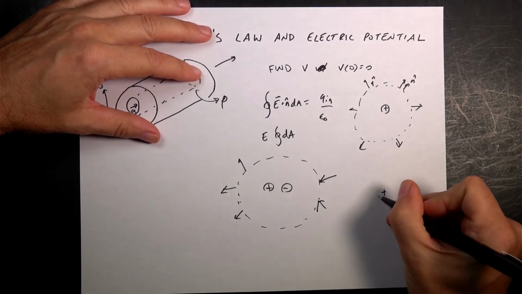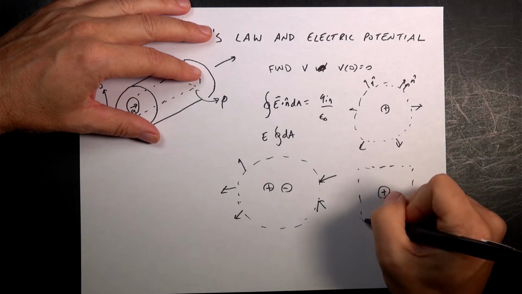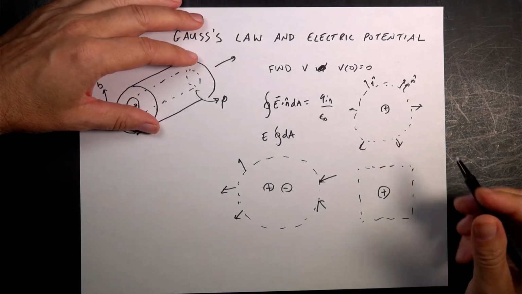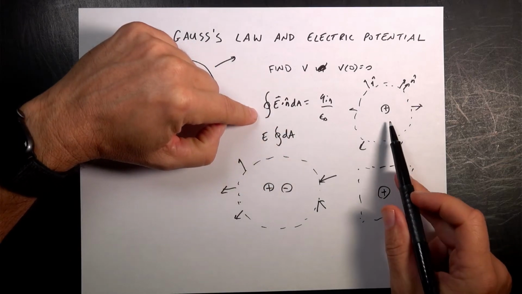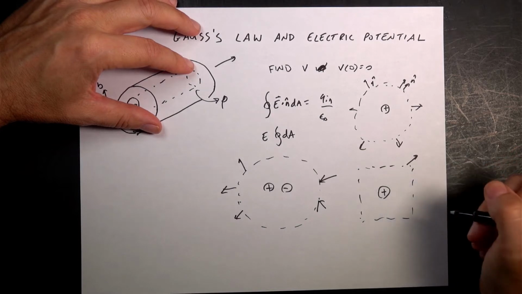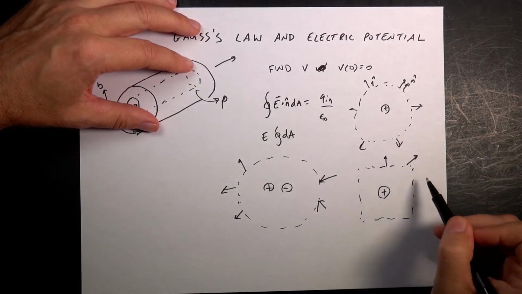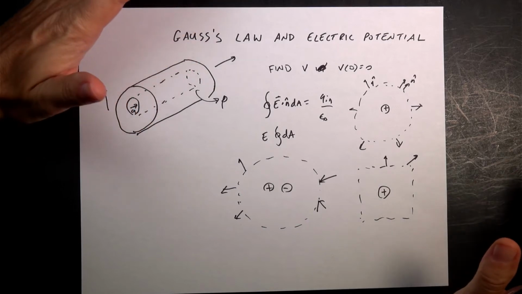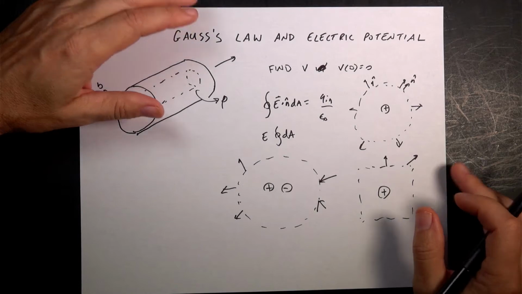I could have a positive charge, and then I could do a cube around it. And again, I would get the same qn over epsilon naught. I'd get the same flux as that. But it doesn't tell me anything about the electric field, because over here, the electric field is a different magnitude and a different direction than over there. So when you sum around the whole cube, you get the same thing, but it doesn't tell you anything about the electric field. Is that okay?